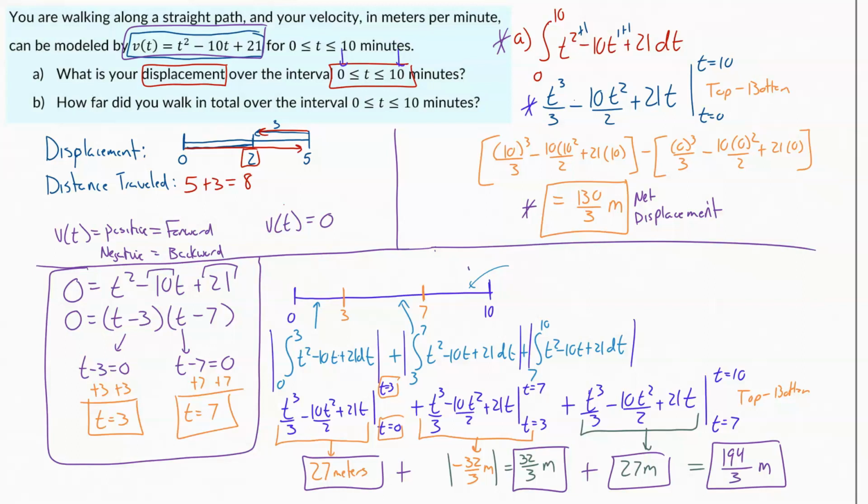The great news is you'll always have your antiderivative done for you. It's the same antiderivative. And then we just make sure that all the values that we get out, whenever they're negative, we turn them positive and then add up the results from all of those intervals, and that's going to give us how much total distance we traveled, as opposed to a net displacement of 130 meters.